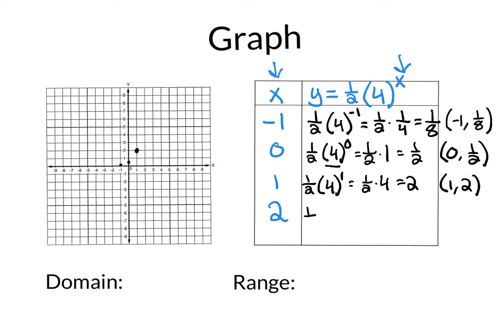Last one, 1/2 times 4 squared. So that's 1/2 times 16, which is 8. So 2, 8. Over 2, up 8.